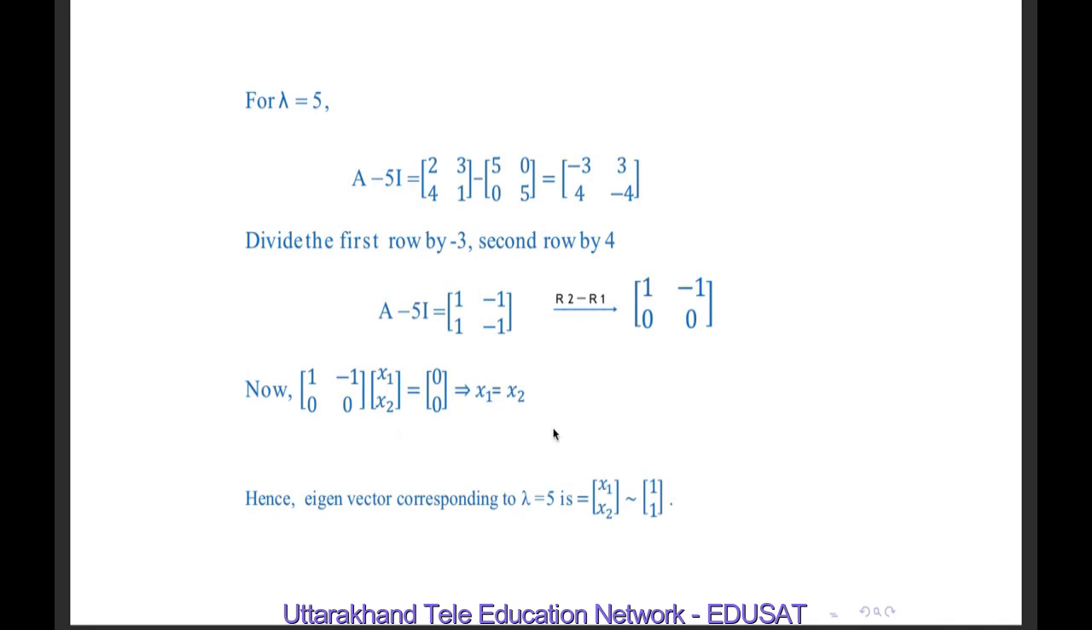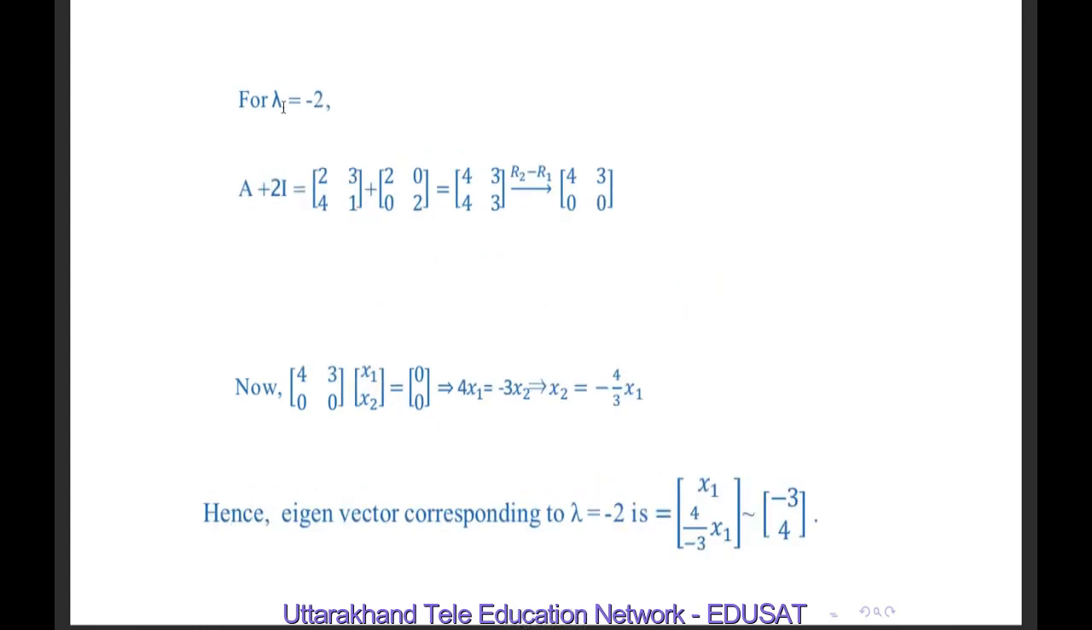So the eigenvector corresponding to lambda equal to 5 is x1, x2, which is equivalent to 1, 1, because x1 is equal to x2. Now we will find the eigenvector corresponding to lambda equal to minus 2. For lambda equal to minus 2, A plus 2I is equal to [2, 3; 4, 1] plus 2I, where 2I means 2 into 1, 0 into 1, 0 into 0, 2 into 1, because the identity matrix is 1, 0, 0, 1. So this is 2 plus 2, 3 plus 0, 4 plus 0, 1 plus 2, which gives 4, 3, 4, 3.